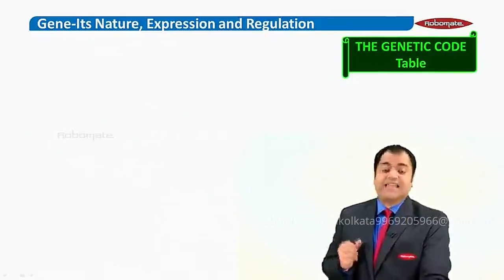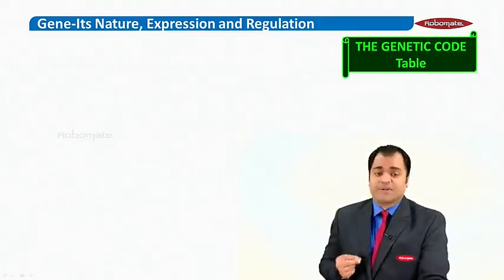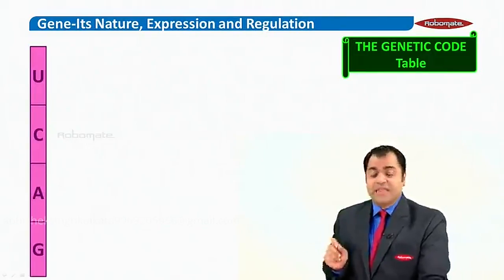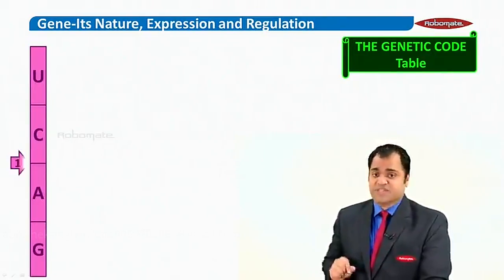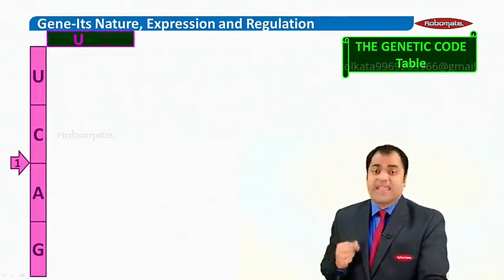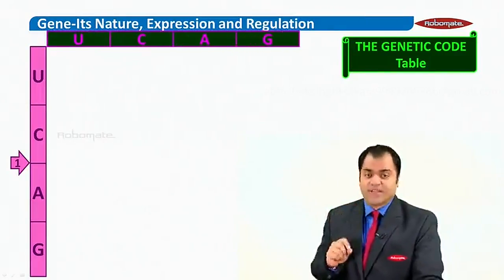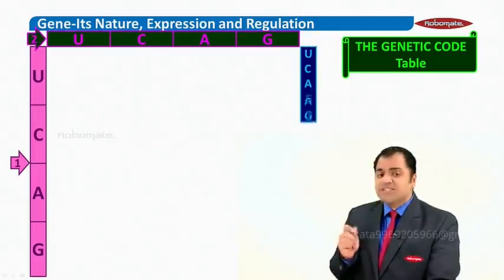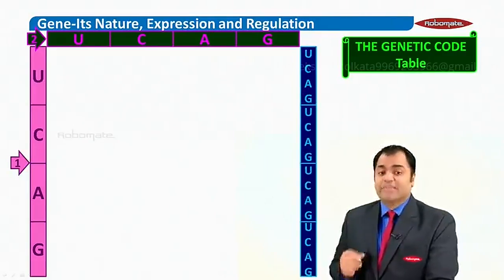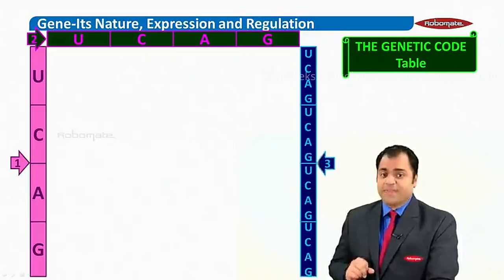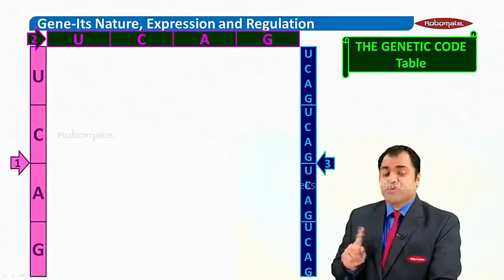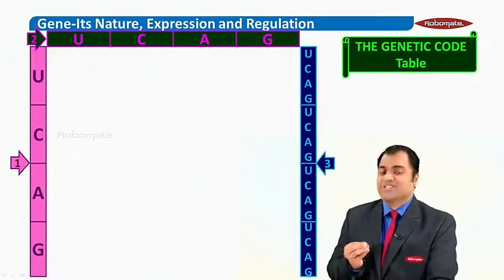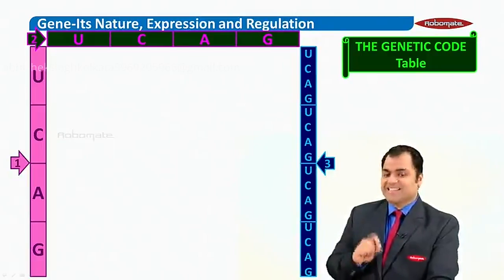Okay, so let's understand the concept of the genetic code table. Now what you see on the top here on the left side is UCAG. This will be the first base position, okay? Then on the top, once again, I'm going to put UCAG, correct? And this would be my second base position. Now on the right, I'm going to put 4 sets of UCAG, and this will indicate my third base position. Now I'm going to show you how to fill up this table to get all 64 possible combinations of codons and the amino acids they code for.